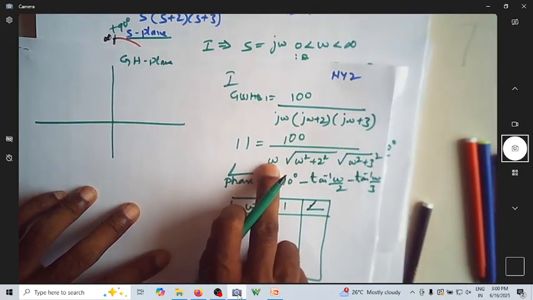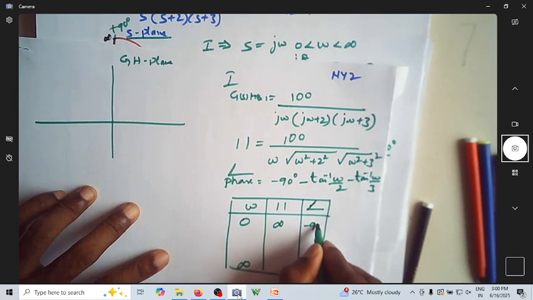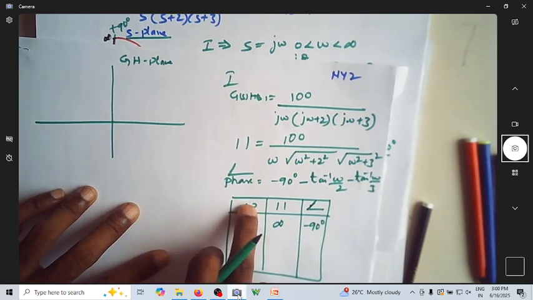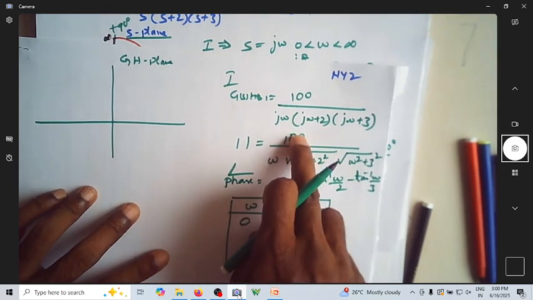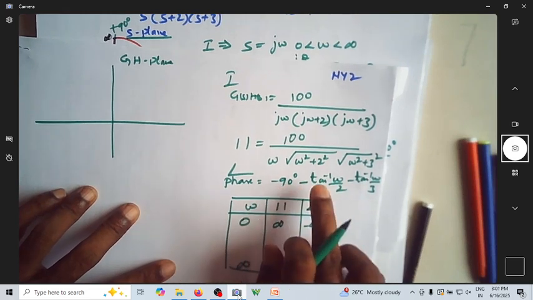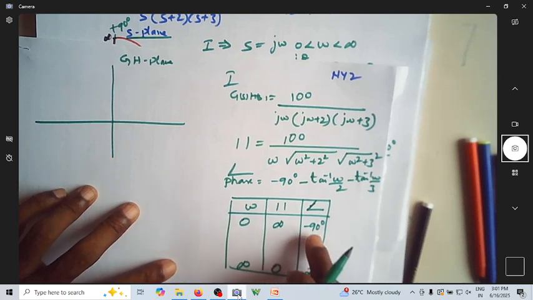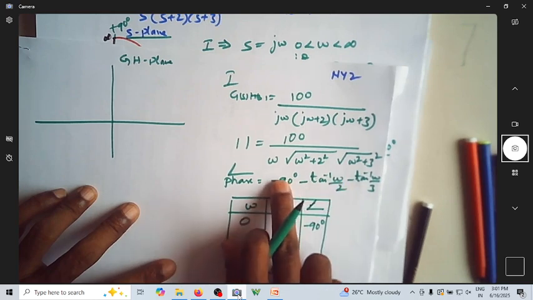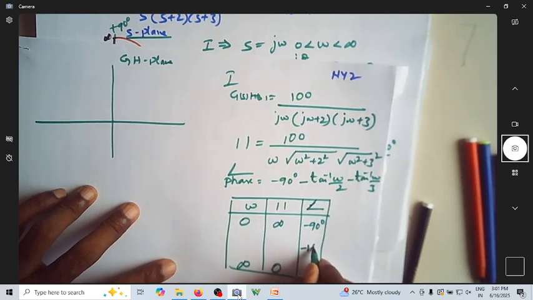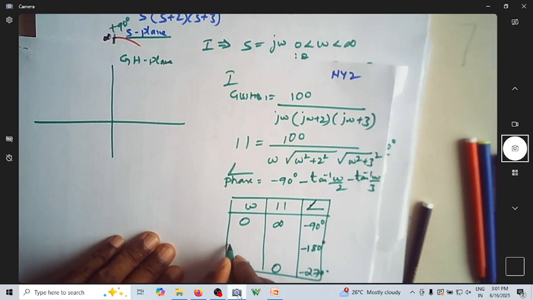When omega is 0, the magnitude becomes infinite and the phase is minus 90 degrees. When omega is infinity, the magnitude becomes infinite in the denominator, and anything divided by infinity is 0. The phase at omega infinity is minus 90, minus 90, minus 90, which is minus 270 degrees. Now we know that all these angles are negative, so we will certainly cross a phase of minus 180 degrees.